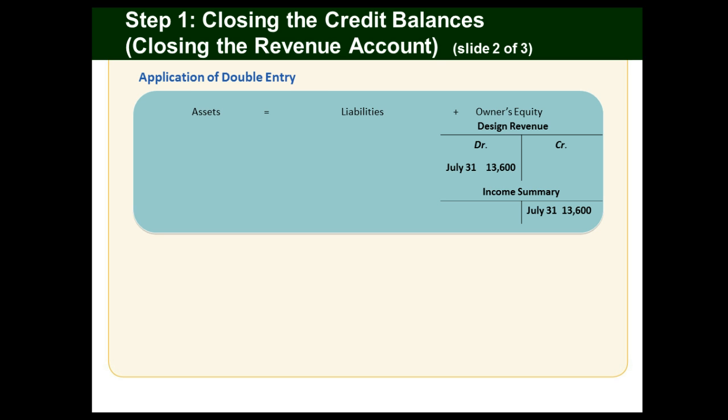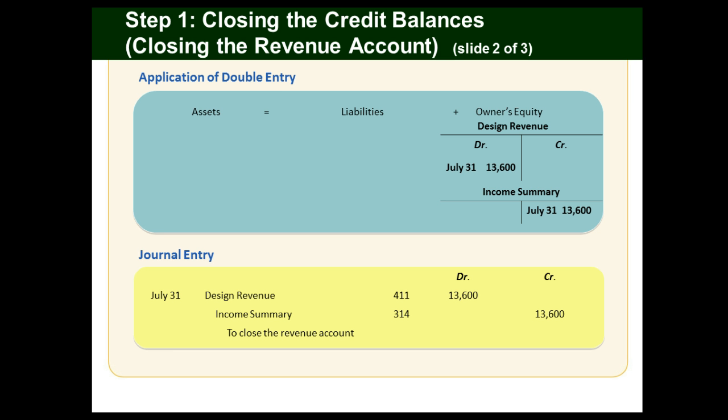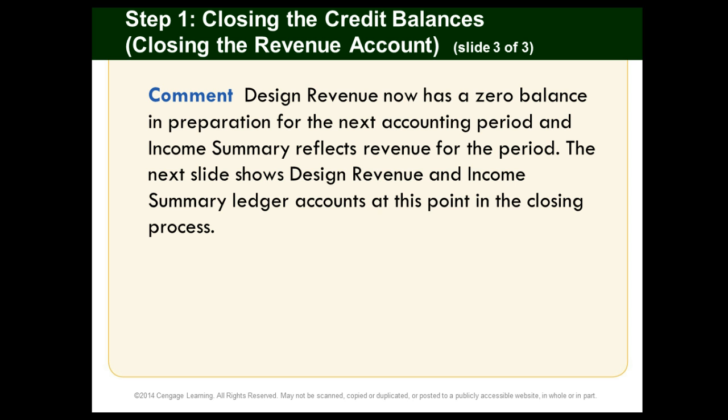So as you see here, we started with design revenue having a credit balance of $13,600. To close it out, we're going to debit design revenue, but the corresponding entry is going to be a credit to income summary. So you can see a debit to design revenue, a credit to income summary. This just mainly closes out our revenue account to zero. Okay? Then design revenue has a zero balance, so we can get ready for the next period.